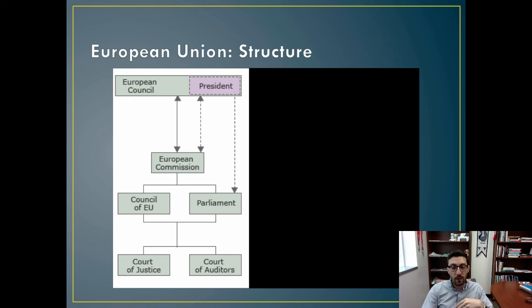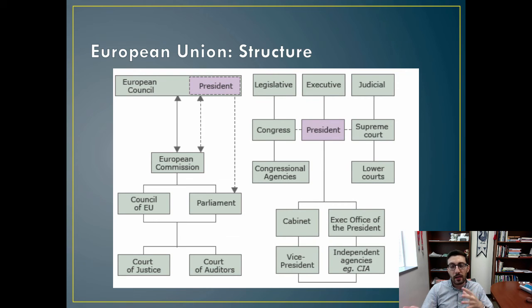And so just to give you a sense of how that kind of compares, here is the US system where we have our three branches of government, right? The legislative, the executive, and the judicial. And there are varying relationships to other aspects of government like the Supreme Court, like the cabinet, and so on.